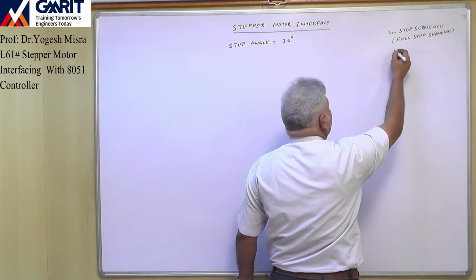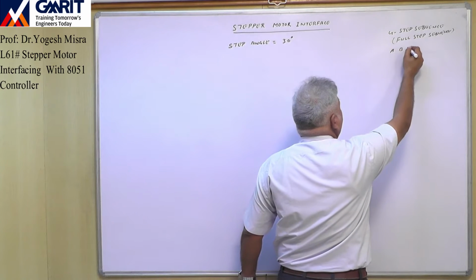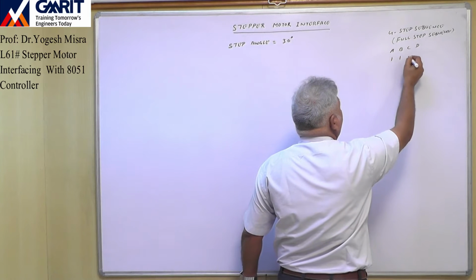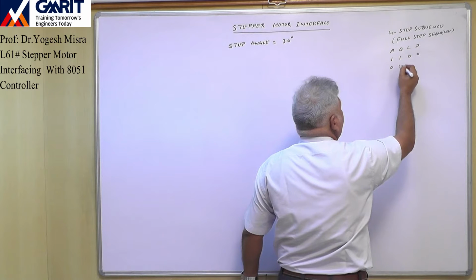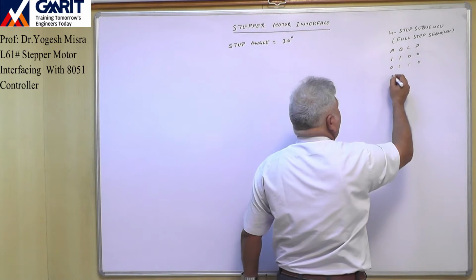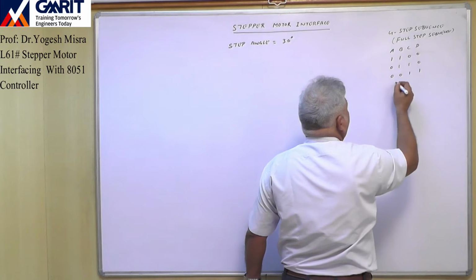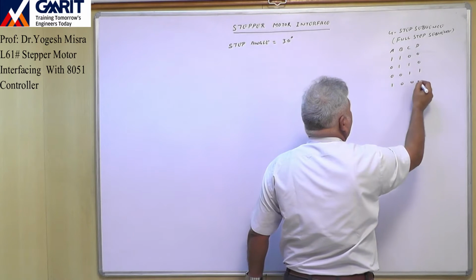And we will use this sequence A, B, C, D. The sequence will be 1, 1, 0, 0, 0, 1, 1, 0, 0, 0, 1, 1, 1, 0, 0, 1.